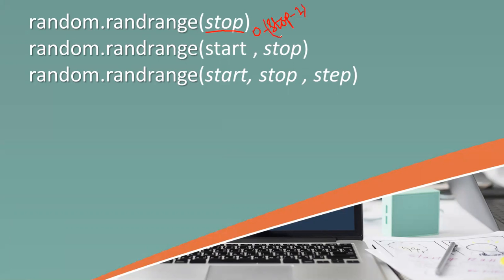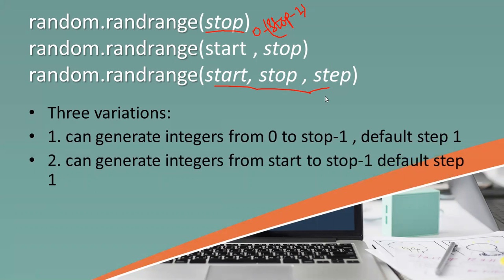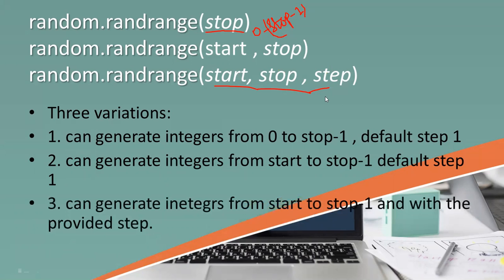Similarly, in the next variation, you can see that start and stop both are passed, so it can generate any number from start to stop minus 1. In the third, you can see that 3 variables are passed. So like the range function, it will work. It will generate a number from start, go up to stop minus 1, with the step provided. So it may generate any number with the given criteria. So these are the 3 different variations. One can generate an integer from 0 to stop minus 1, default step is 1. Two can generate an integer from start to stop minus 1, default step is 1. And third, it can generate an integer from start to stop minus 1 with the step given.